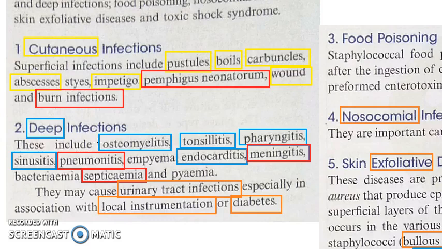Osteomyelitis, tonsillitis, pharyngitis, sinusitis, pneumonitis, endocarditis, we already told you for epidermitis, right? Meningitis, septicemia. Don't forget urinary tract infections, okay? Especially these are opportunistic infections, urinary tract infections.